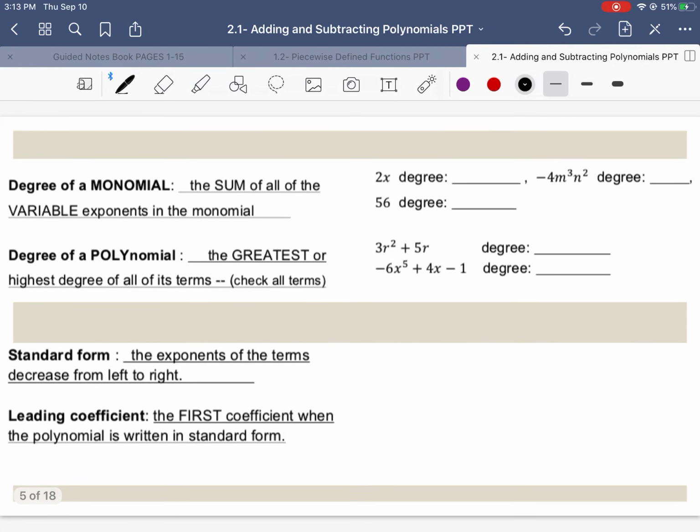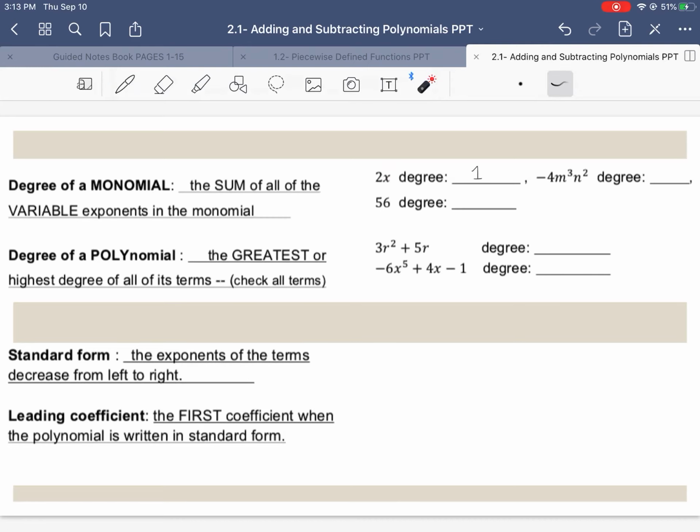Moving down, we also classify polynomials by their degree. So the degree, we're going to talk about two different types. If we're just talking about the degree of a monomial, so a single term, the degree of a monomial is the sum of all of the variable exponents in the monomial. So in other words, how many variables do they have? So if we look at this first one, again, that's a monomial, just one term. Its exponent here, right, there's only one variable sitting there. So the degree of that term is going to be 1.